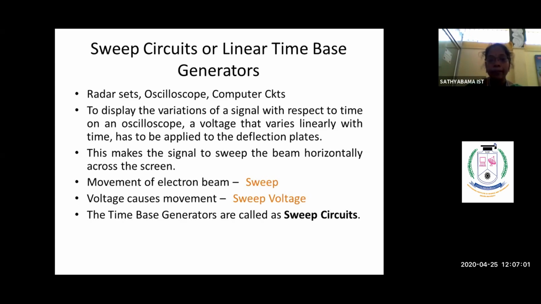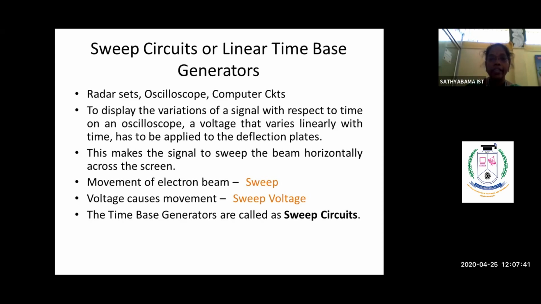So what is meant by sweep? In an oscilloscope, the movement of the electron beam is called a sweep, and the voltage which causes this type of movement is called a sweep voltage, and a generator or circuit which utilizes the sweep voltage is called a sweep generator. For example, applications like radar sets, oscilloscopes and computer circuits mostly depend on the sawtooth waveform for their function. The sawtooth waveform has a linear rise and a sudden decrease. This type of sawtooth waveform is used in radar sets and oscilloscopes. In order to produce the sawtooth waveform, we go for a time-based generator.